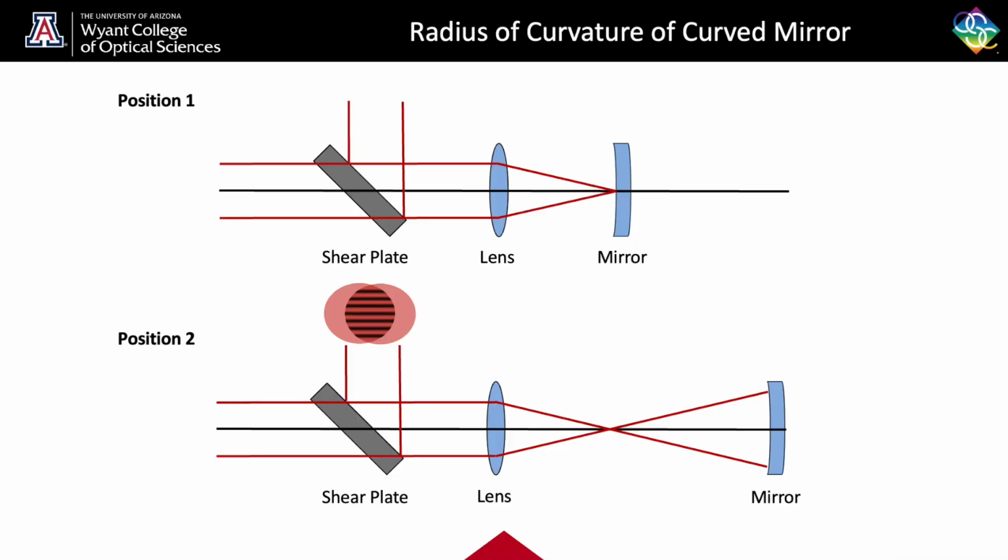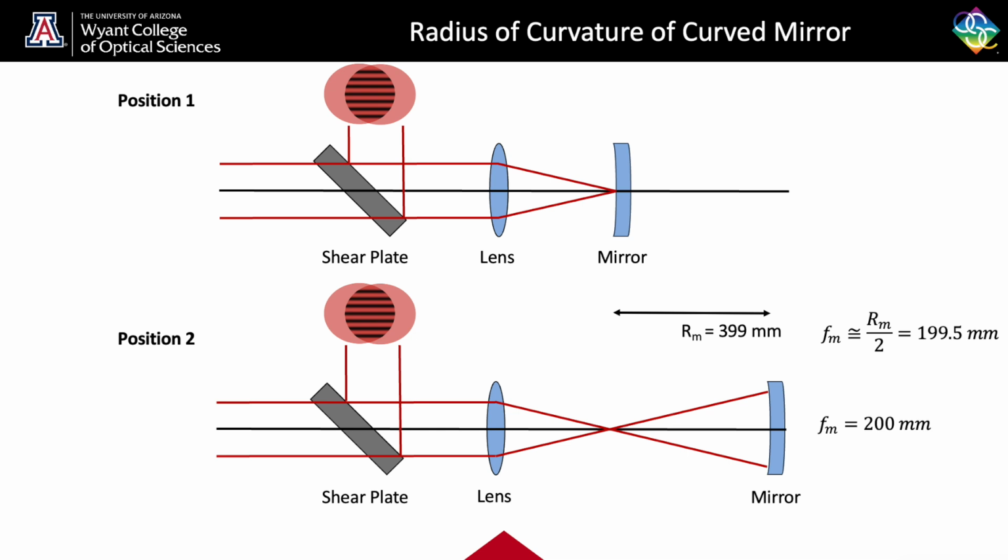Light coming from the center of curvature of a spherical mirror will have a 0-degree incidence angle on the mirror and reflect back along the exact same path. The distance the mirror moved is the radius of curvature of the mirror. We found the distance to be 399 millimeters. Because the light is on axis, we can use the paraxial approximation that the focal length of the mirror is half the radius of curvature. Using this approximation, our focal length should be 199.5 millimeters. The listed focal length of the mirror was 200 millimeters. So this method of finding the radius of curvature is fairly accurate.